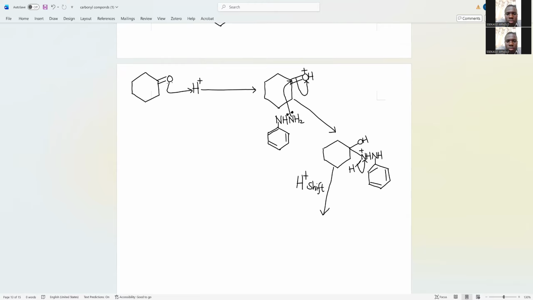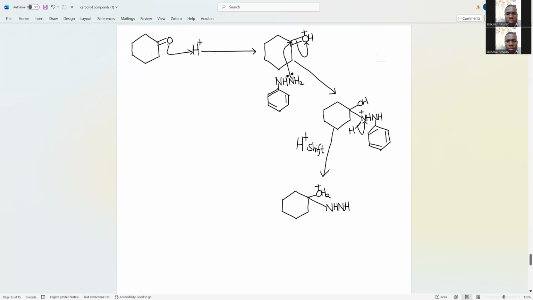That results in formation of the following. These are now two hydrogens. Oxygen has a plus because it donated electrons to hydrogen. Then we still have a bond with N, H, NH. And the other N is carrying a phenyl group.